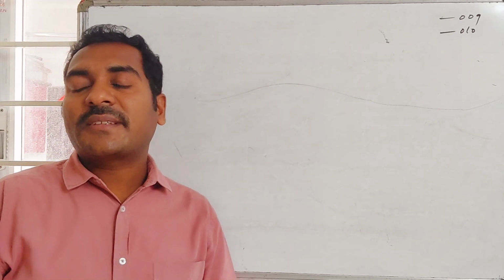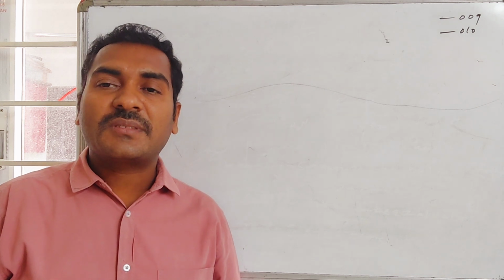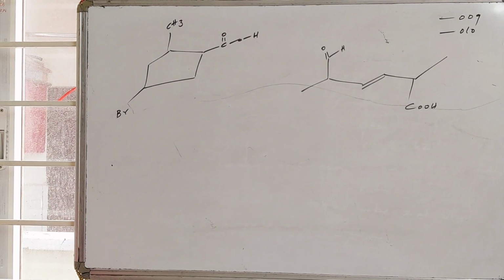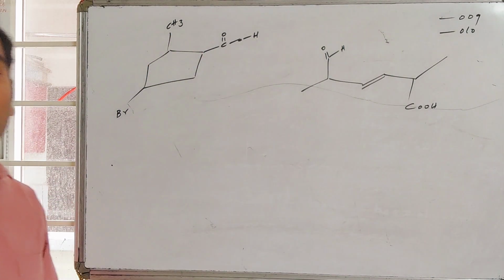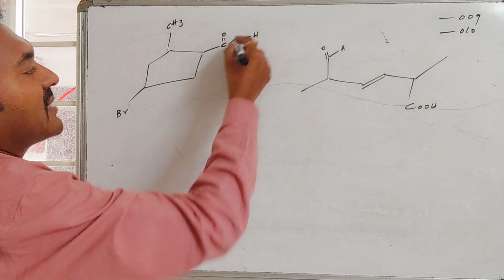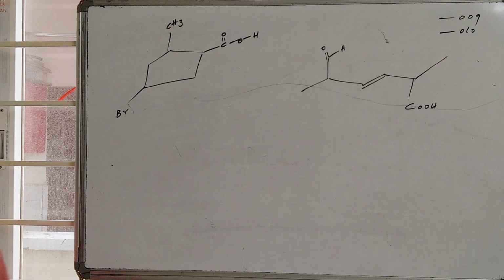Here some structures are provided. We are asked to write the IUPAC names of the compounds, and these are the structures. If I go for the first case, it is a 5-membered ring structure. This 5-membered ring structure has groups like one carboxylic acid, one methyl, followed by bromine.